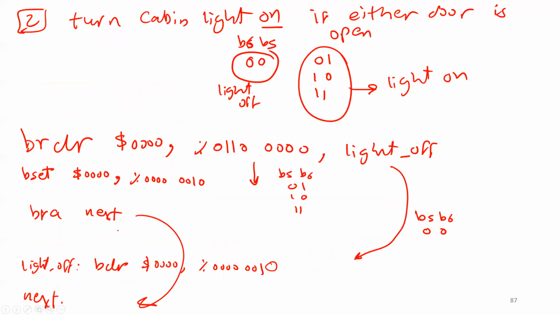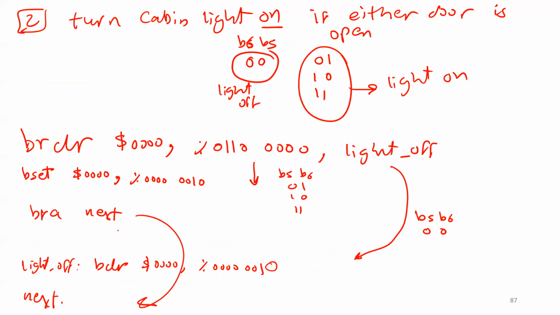Let's have another logic. In this logic, I want to turn the light on if either door is open. Either means this case. So now I have 2 bits, bit 5 and bit 6, to know if the door is open or closed.